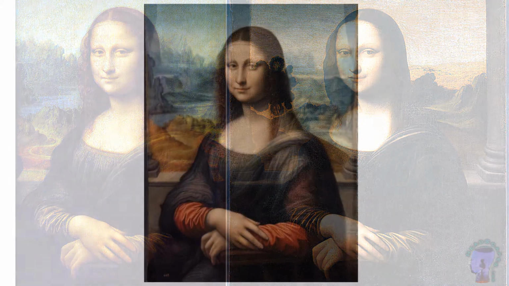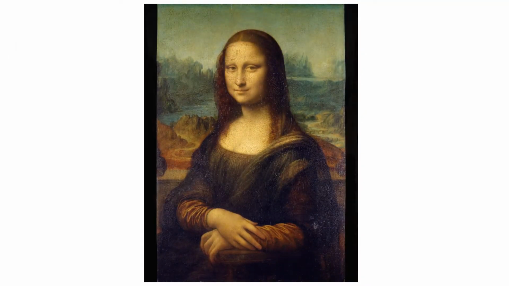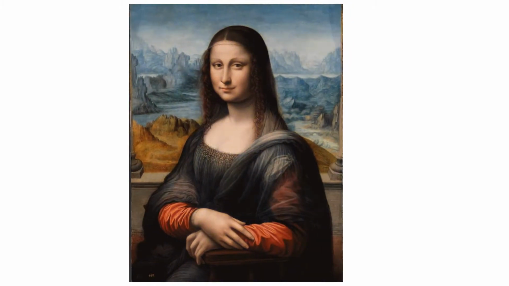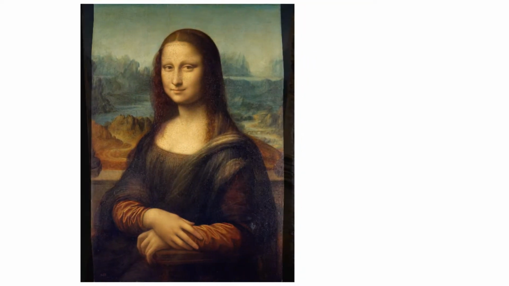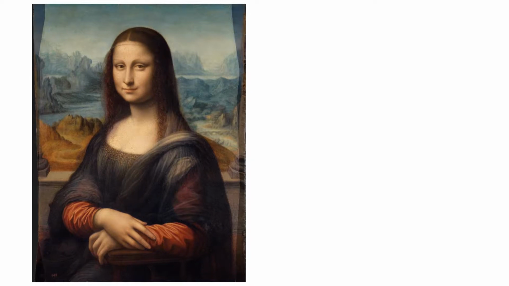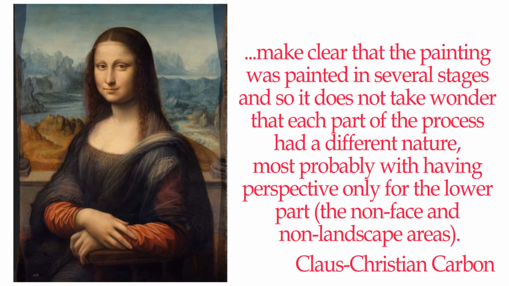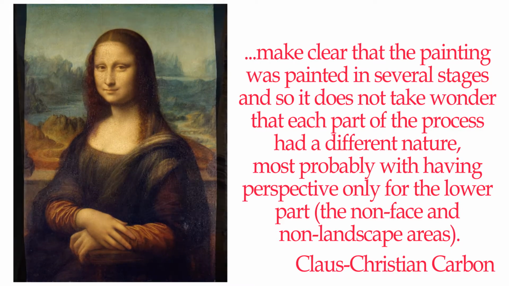And then I was sent this animation by Klaus Christian Carbon with a morphing between the Louvre and Prado versions to help show the physical evidence in more detail. And I found it mesmerizing to see similar features change, but I had no idea so much was represented in both paintings. And he would also like to make clear that the painting was done in several stages, and so it doesn't take much wonder that each part of the process had a different nature.